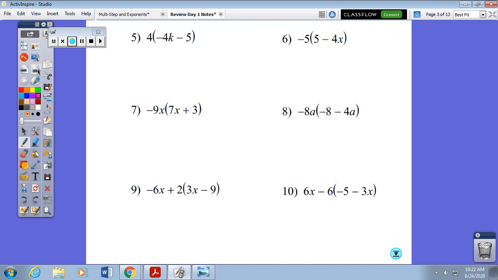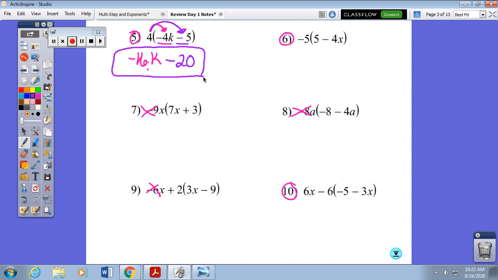Okay, we're going to do number 5 and 6. So you're welcome to pause your video anytime to work through and then check. So 5, when you have parentheses, you have to distribute, which means to multiply. So you're going to take the number on the outside, multiply by the first piece of information. So 4 times negative 4k is negative 16k. And then I have 4 times negative 5, careful that negative sign, gives me a minus 20. So negative 16k minus 20.